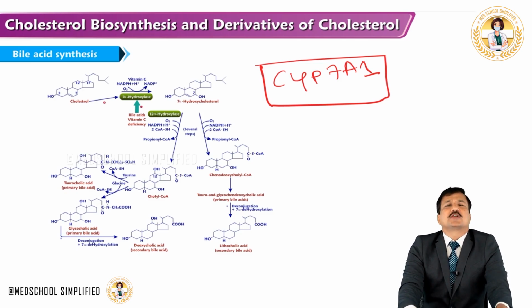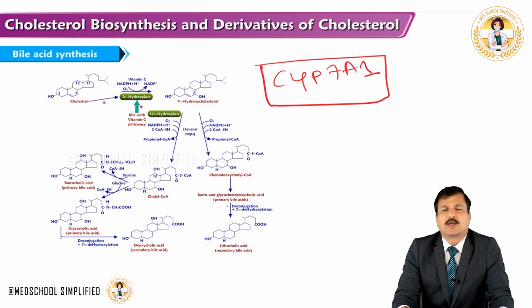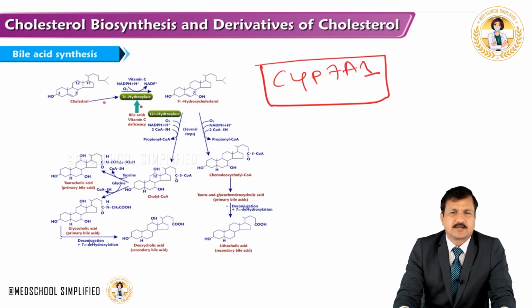Now in this process, the side chain of cholesterol, the 8 carbon hydrocarbon chain which is attached to the 17th carbon, will be broken down. A 3 carbon moiety from that side chain will be released as propionyl-CoA. Remember this. That means bile acid synthesis is one of the sources of propionyl-CoA. And what happens to the propionyl-CoA? I have already explained in my earlier lectures: propionyl-CoA will be converted into methylmalonyl-CoA, which is further converted into succinyl-CoA to enter the TCA cycle.